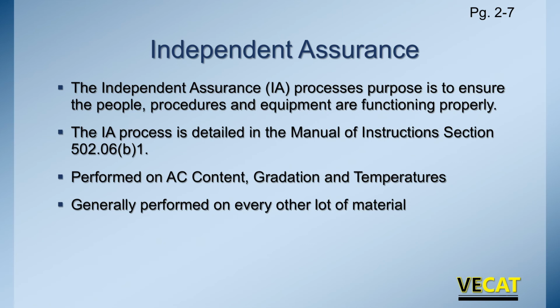Independent assurance is making sure that the people, the procedures, and the equipment are functioning properly. This isn't a pass-fail on the material. This is basically a check on everything that goes into checking the material. So are the people certified? Are they following the right process? Is the equipment calibrated? The IA process is in the Manual of Instructions, Section 502.06B1. It's performed on AC content, gradation, and temperatures.